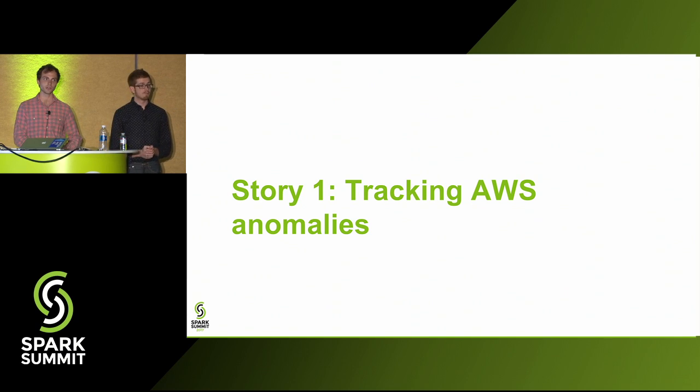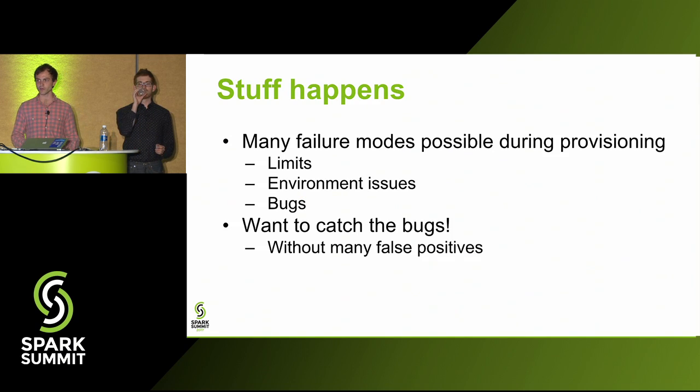Cool. So the first story that we'll tell you about is a monitoring pipeline that we set up to track AWS anomalies. When we say anomaly in this case, we mean any failure that we encounter when provisioning a cluster that we don't expect. As many of you who've worked with AWS in the past have seen, there's a lot of weird stuff that can happen when you're spinning up infrastructure, particularly dynamically in the cloud.